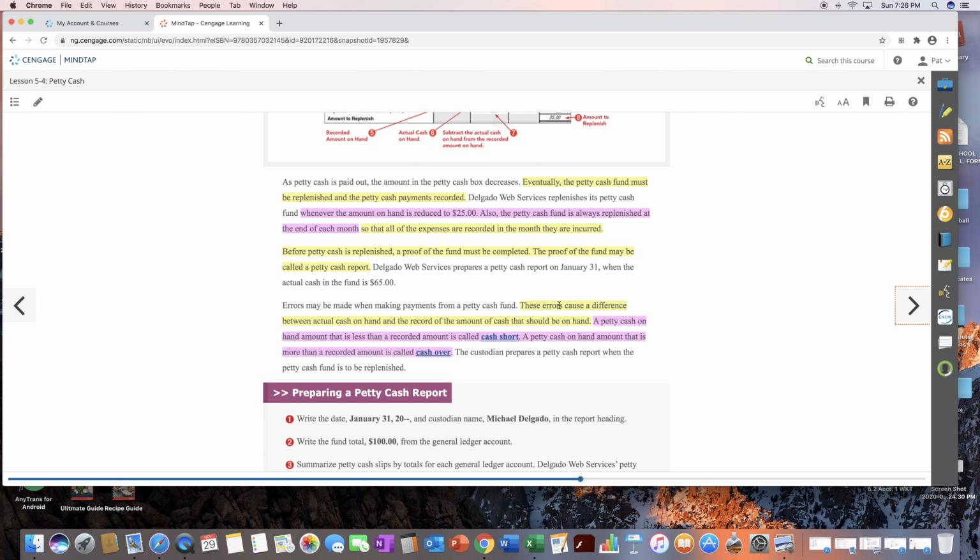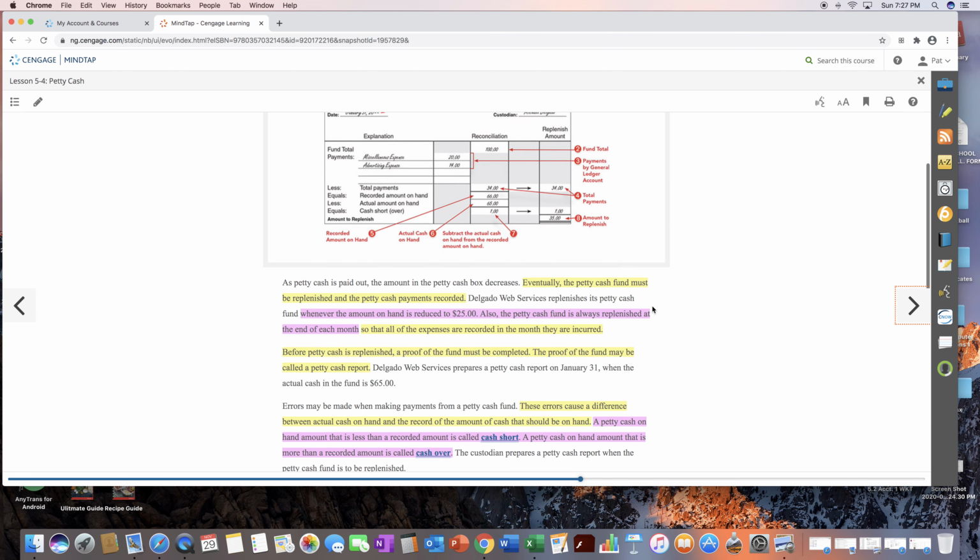So if it doesn't equal, the petty cash could be cash short, or the petty cash could be seen as cash over. Petty cash on hand amount that is less than the recorded is called short. So in my example, if the petty cash on hand is supposed to be 45, but we only have 44, we are less, we are short. Whereas if the petty cash on hand amount is more than the recorded amount, so let's say we recorded 45, but we really have 46, it would be cash over. So we need to understand that. We'll expand on that in a minute.